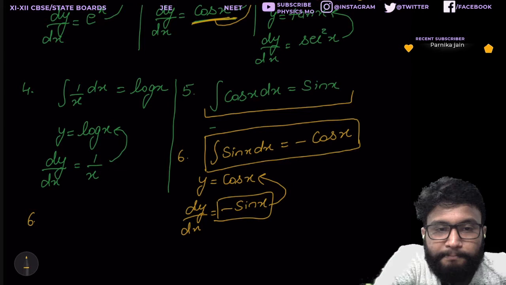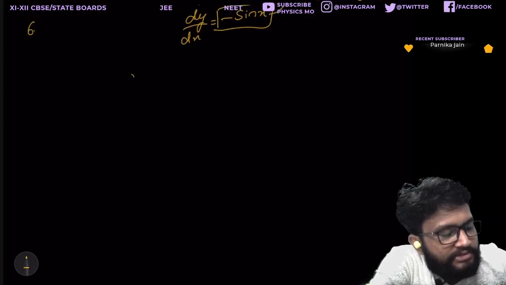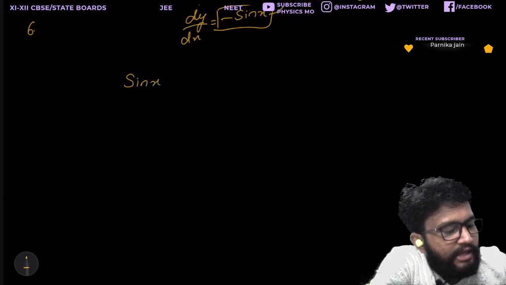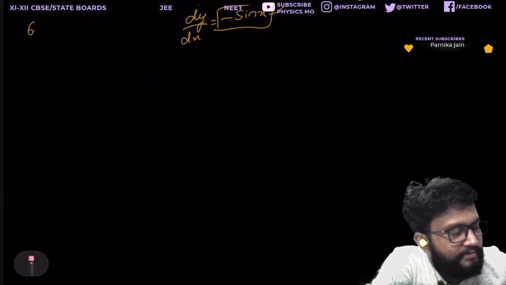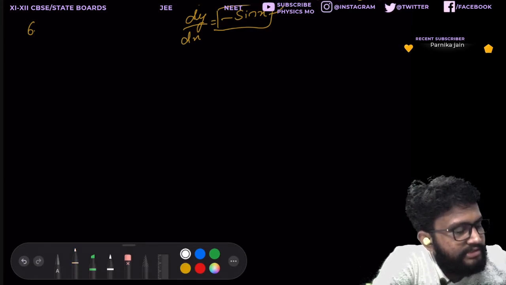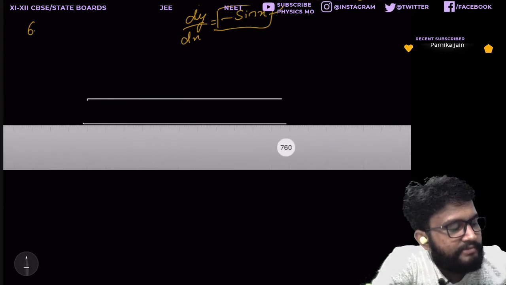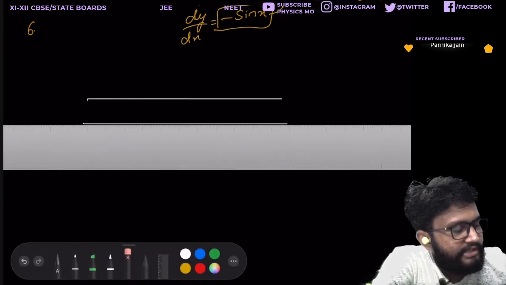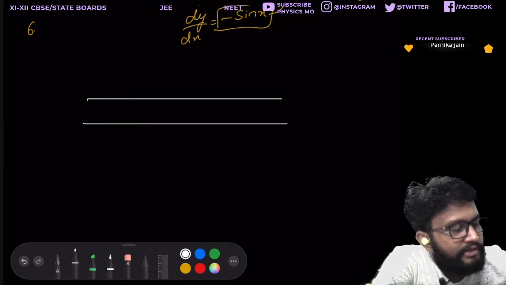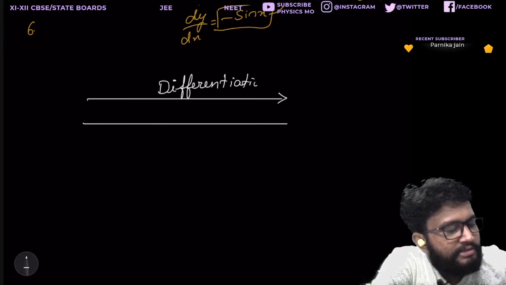Is it a bit confusing? Let's make a small chart of this, for sin x. Just a second, I will write differentiation on this side and integration on this side, so that it will be easy for you to learn. So this side we will have differentiation and this side we will have integrations.